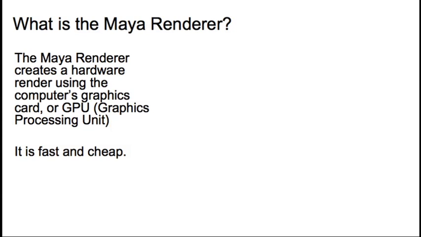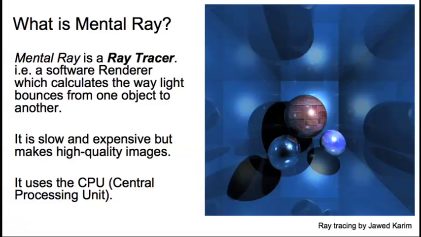So when you're rendering, you'll have the option of using either the Maya renderer or Mental Ray, which comes with Maya, and you can use one or the other. The Maya renderer is essentially a hardware renderer which uses the computer's graphics card, also known as the GPU or graphics processing unit. The Maya renderer is fast and cheap. It is not as good as Mental Ray.